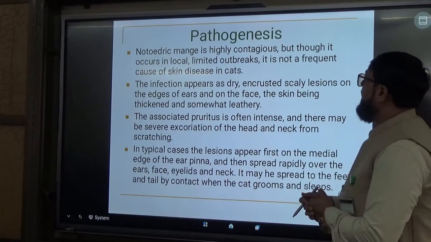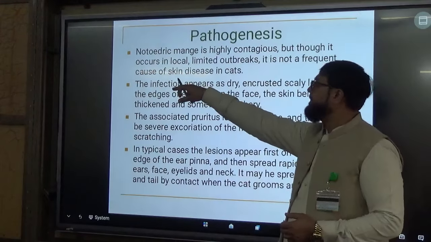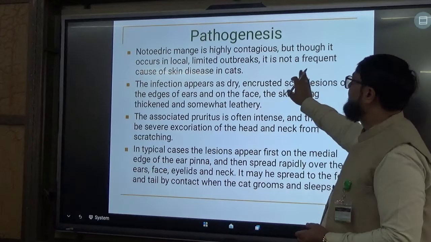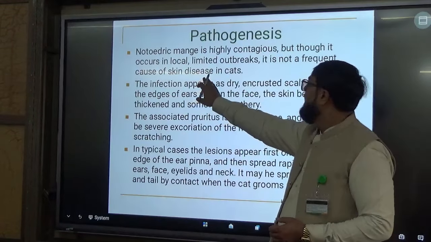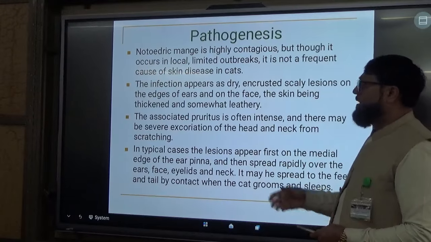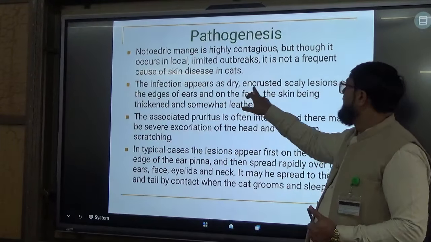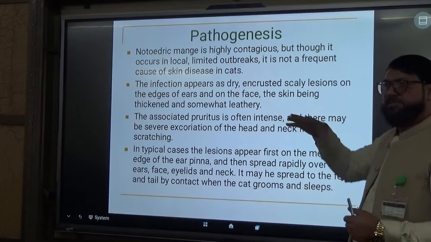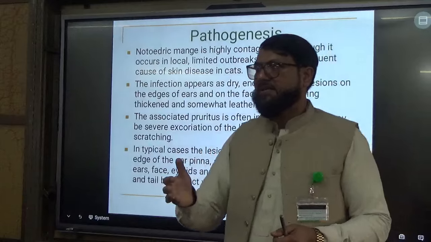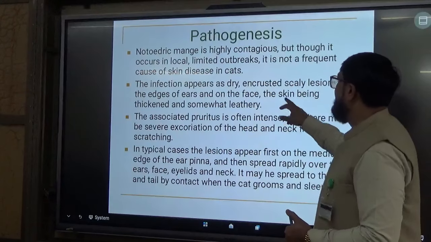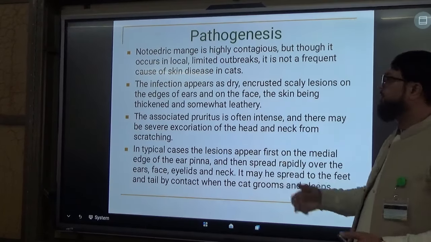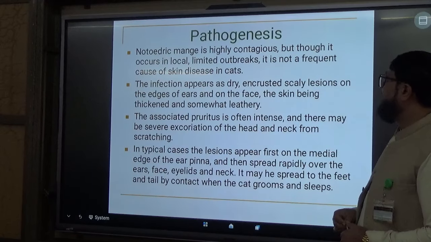What is the pathogenesis? It is highly contagious, as we have talked about in Sarcoptes, but though it occurs in local limited outbreaks, it is not a frequent cause of skin disease in cats. How does the infection appear? Infection is usually dry, encrusted. Encrusted means it is also showing some kind of dried necrotic part on that vesicle or on that pustule, whatever is being formed by these mites. These are scaly lesions. Again, the same kind of explanation for the lesions which are being made by the mites.